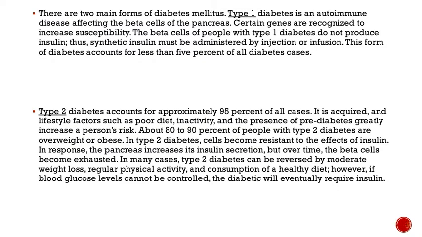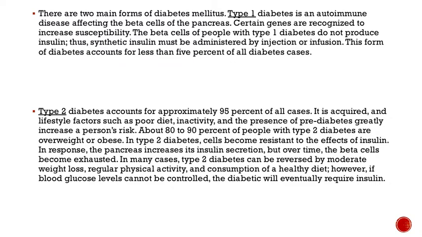There are two main forms of diabetes mellitus: type 1 and type 2. Type 1 diabetes is an autoimmune disease affecting the beta cells of the pancreas. Certain genes are recognized to increase susceptibility. The beta cells of people with type 1 diabetes do not produce insulin. Thus, synthetic insulin must be administered by injection or infusion. This form accounts for less than 5% of all diabetes cases.